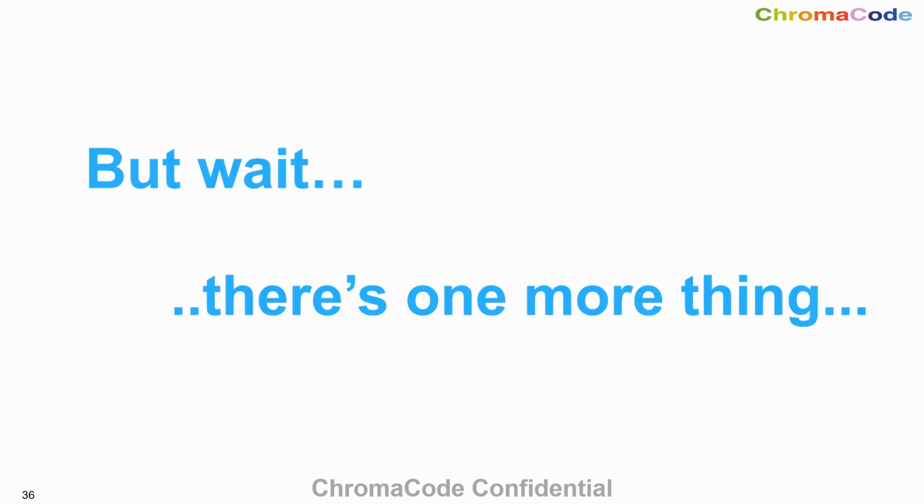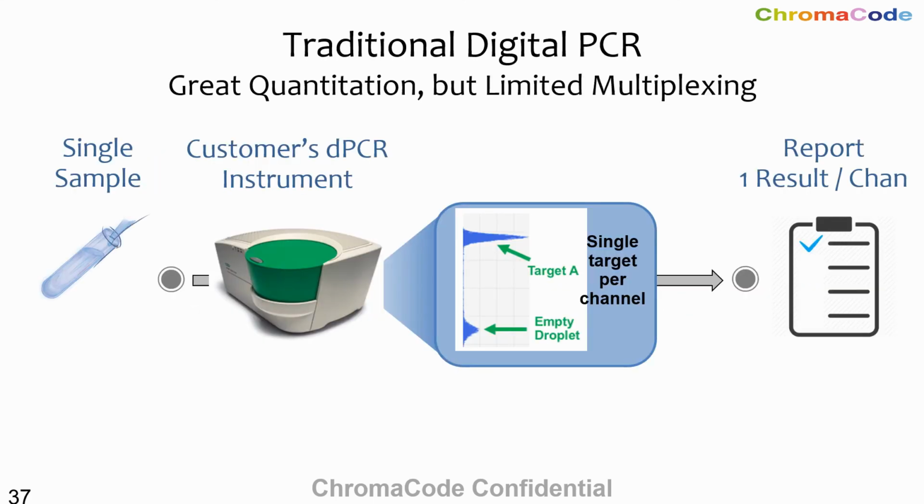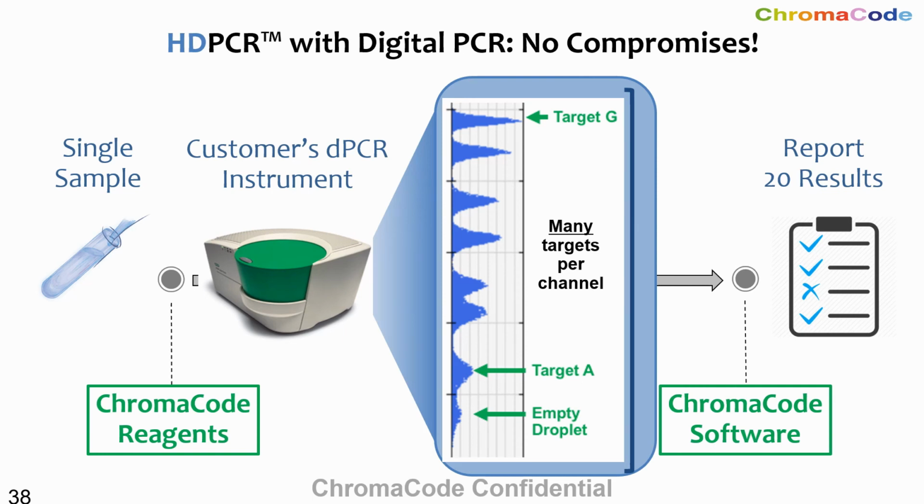But wait, there's one more thing. We can not only enhance qPCR instrumentation, but we can also enhance digital PCR instrumentation. HDPCR lets you take a traditional 2-color digital PCR instrument platform and measure 10 to 20 targets per reaction.